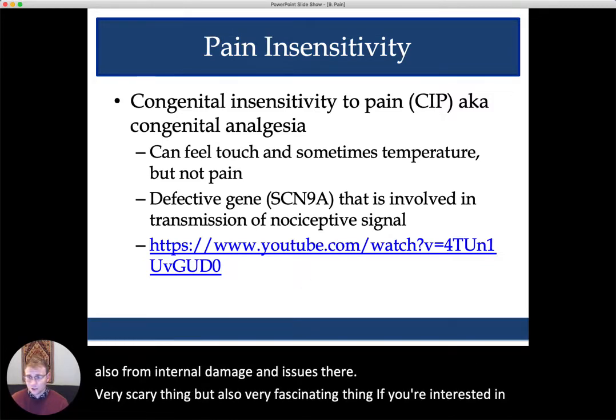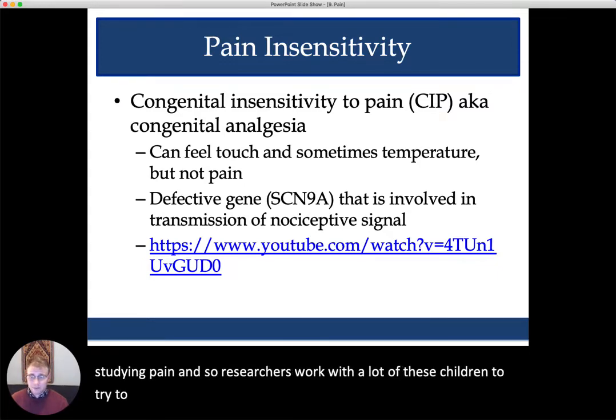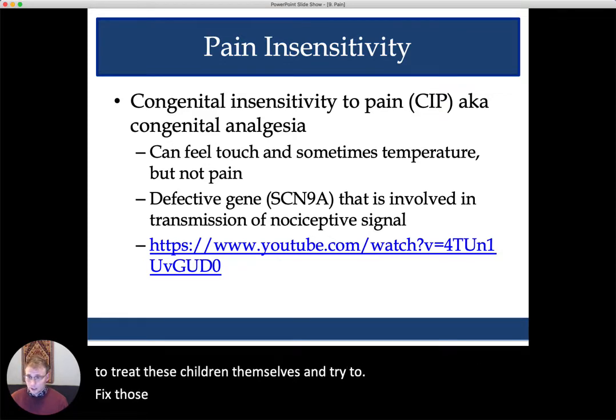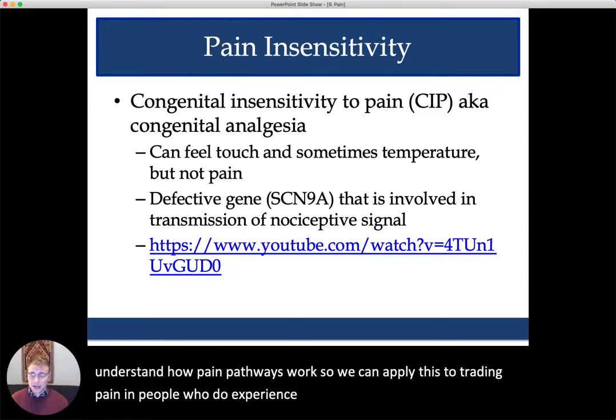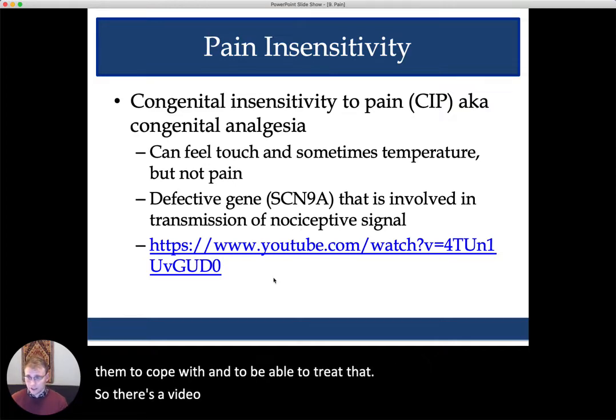And so researchers work with a lot of these children to try to understand how pain pathways work, both to understand how to treat these children themselves and try to fix those pathways so that they do experience pain, but also to better understand how pain pathways work so we can apply this to treating pain in people who do experience a lot of pain, and how we can help them to cope with that and to be able to treat that.